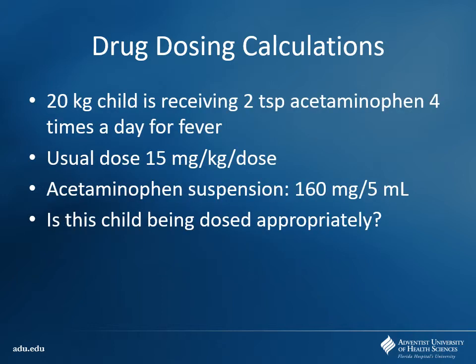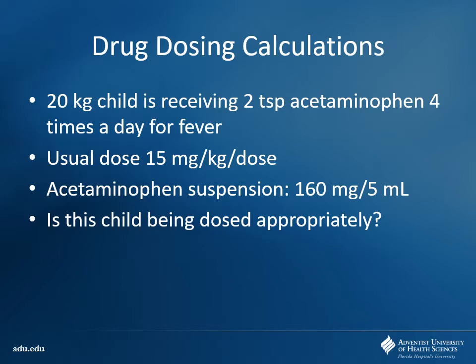Good. Okay, so let's say we have a 20-kilo child who's been receiving 2 teaspoons of acetaminophen 4 times a day for fever. Mom's reporting this to you. The usual dose we would normally give is, say, 15 mg per kilo per dose. And here's the suspension. The concentration here is 160 per 5. Is that child being dosed appropriately?